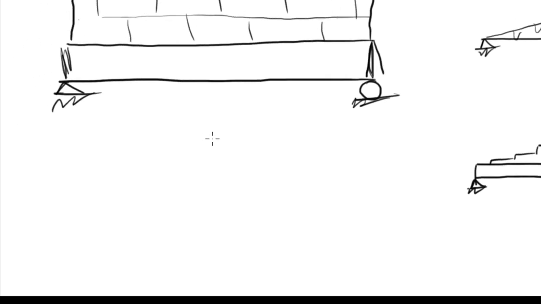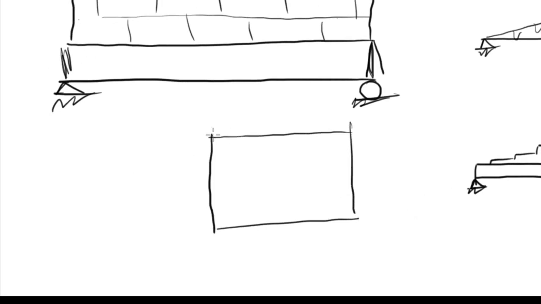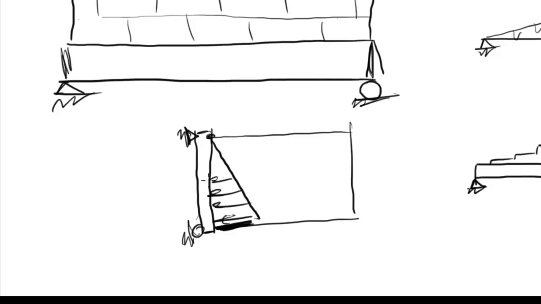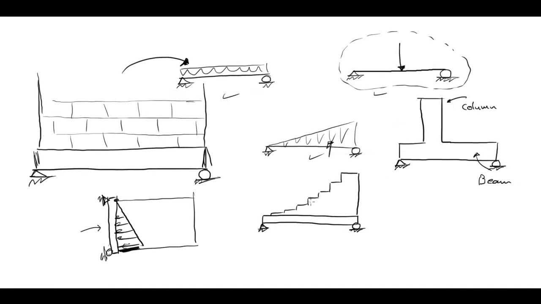Again, for example, if you are having a tank and it's filled with water, and let's say this is my beam that is supported like this. The pressure of the water here is high and here is 0, and it's linearly changing. So that's another example. So these two examples can be represented by this type.